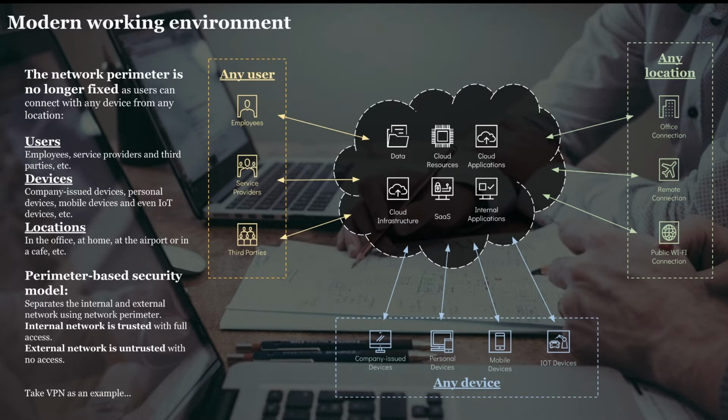Enterprises can no longer rely on the traditional perimeter-based security model, which separates the internal and external networks with the network perimeter using firewalls and VPNs, considering internal networks as trusted, while external networks as untrusted, to let good guys in and keep bad guys out. They need a new security model that can effectively adapt to the complexity of the modern environment, embraces the mobile workforce, and protects devices, applications, and data wherever they are located.